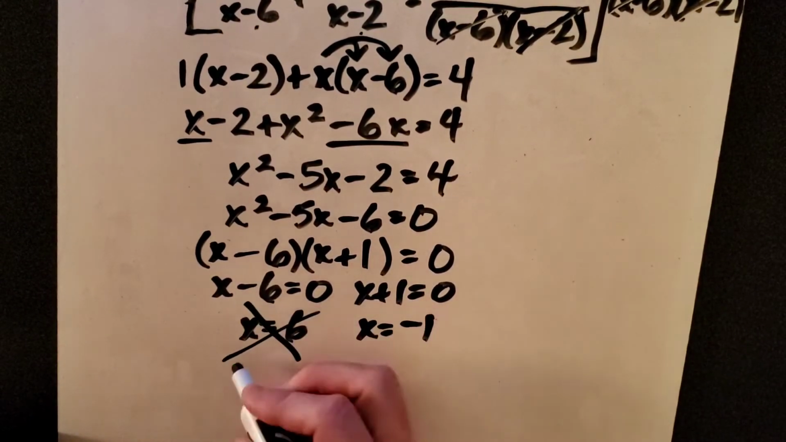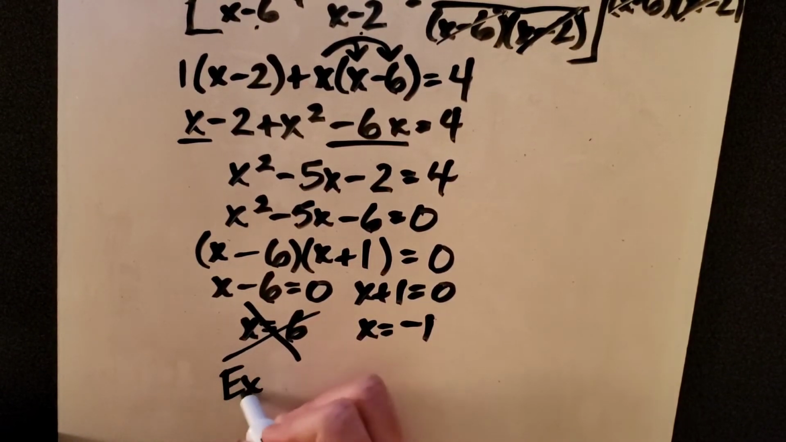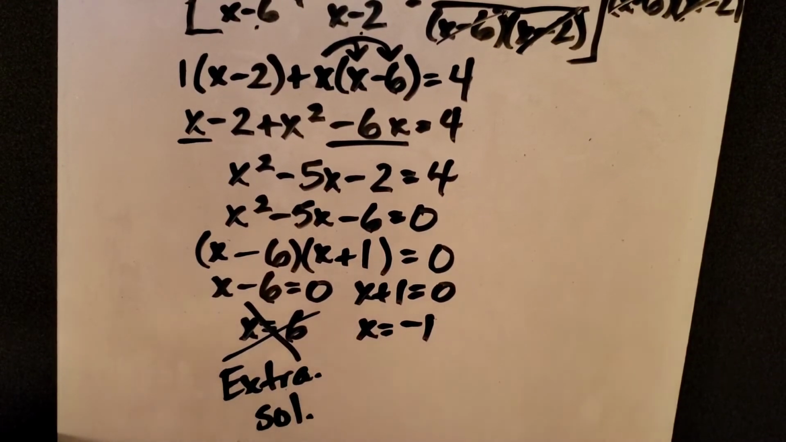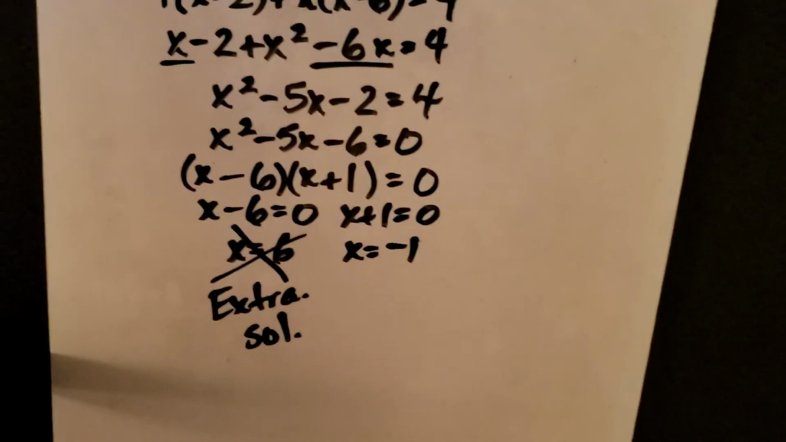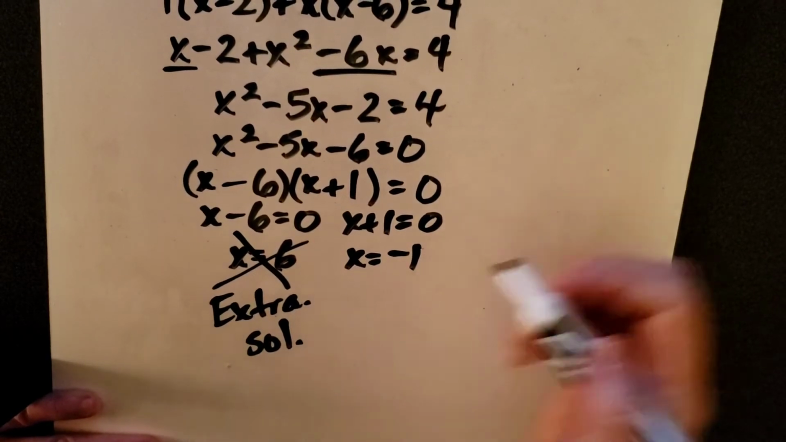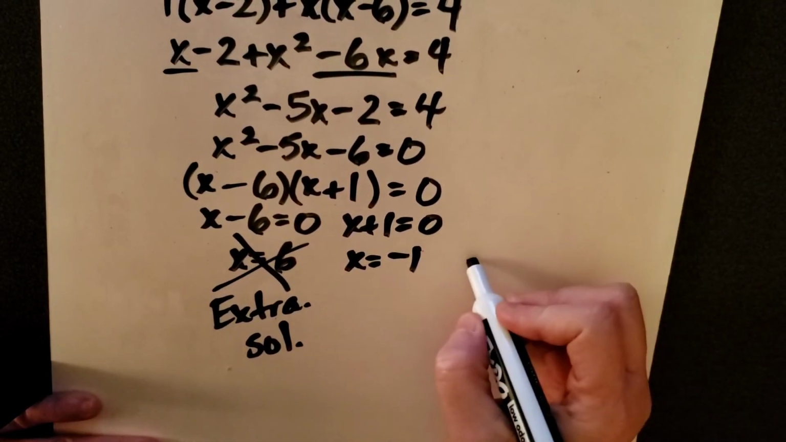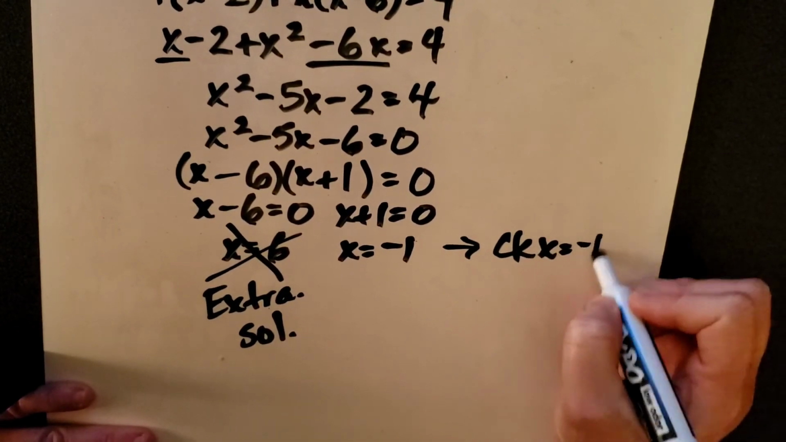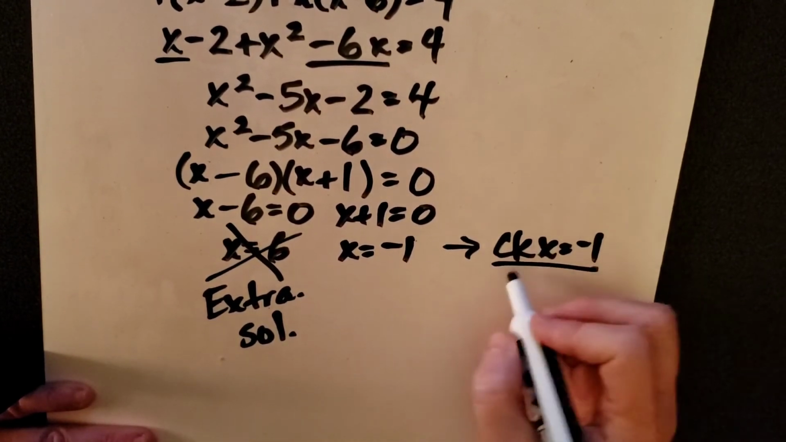I'm just going to mark it out and state that this is an extraneous solution. You can write out the whole word if you want, or both words rather, extraneous solution, or you can just write extra sol because that's what we all got. Okay? But now I do have to check this one because that was not part of my domain restriction, so I'm going to do that right here. I'm going to check x equals -1 in my original equation.